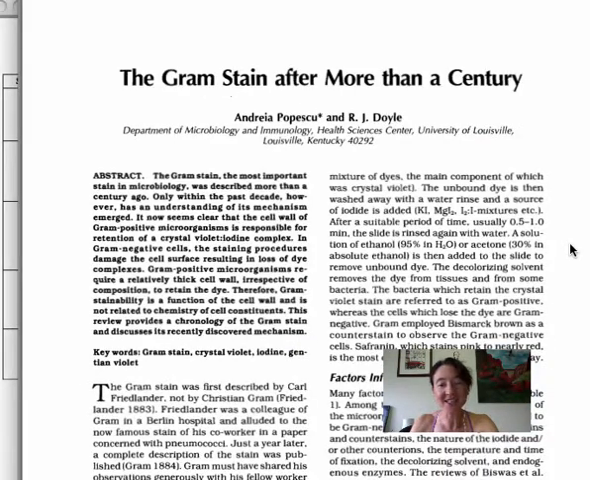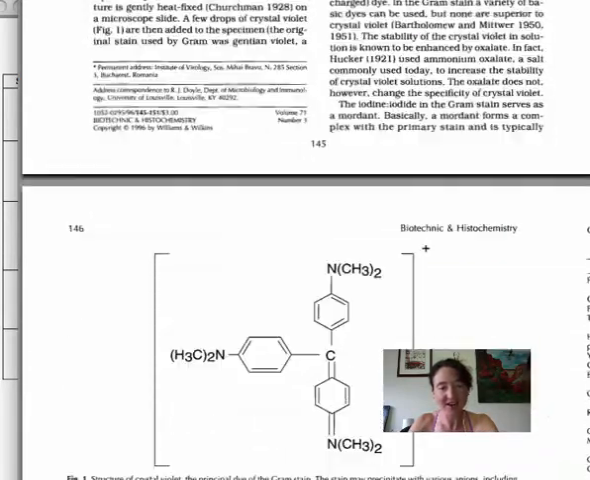And I love this article because it reviews the gram stain after more than a century since its discovery. This article was written in 1996, and it mentions that, until very recently, we didn't understand the mechanism of gram staining. So it goes through this mechanism relating that, in fact, the thickness of the gram-positive cell wall is really what maintains that crystal violet iodine complex. And there's even a cheesy figure down here. Well, it's a great figure of the structure of crystal violet.